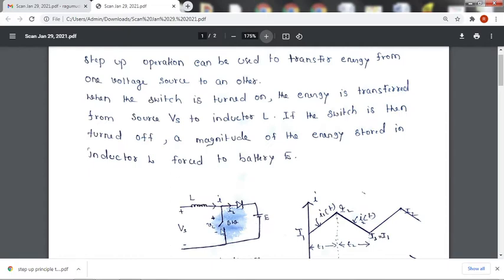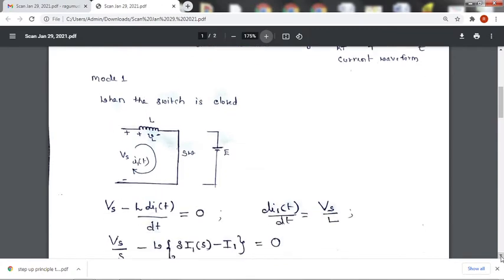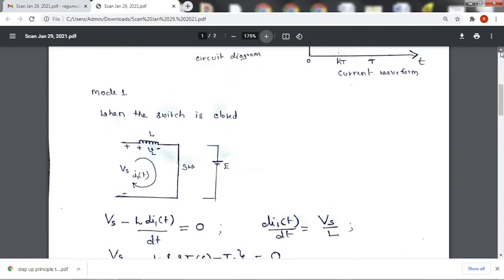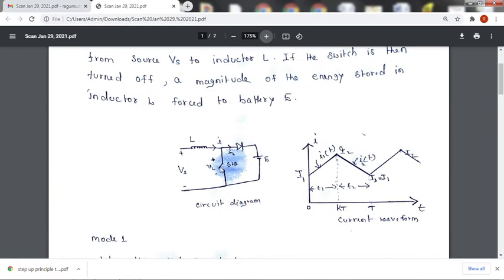So when the switch is closed, the energy from this voltage source is transferred to an inductor. That I'm showing here. Later, its equivalent circuit, see, that is mode 1. Mode 1 means when I close the switch, current is flowing in this direction, so this diode is not forward biased.